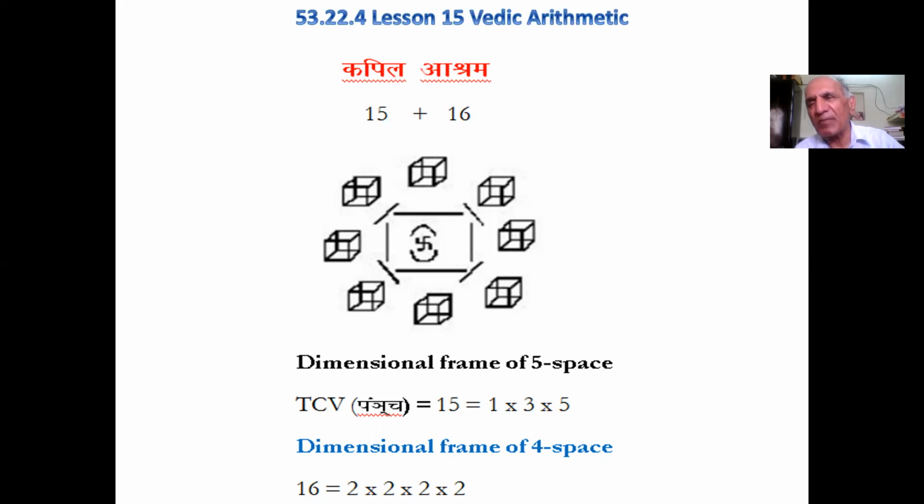And it is this phenomenon which is to be computed, which is being chased, which is to be processed, which is to be worked out. And this processing, as per Vedic arithmetic, is to be in terms of values pair 15 and 16, whose geometric format will be the dimensional frame of 5 space together with the dimensional frame of a 4 space.